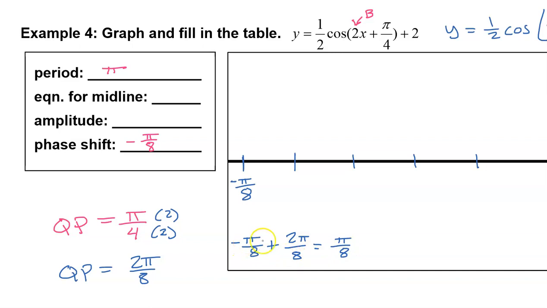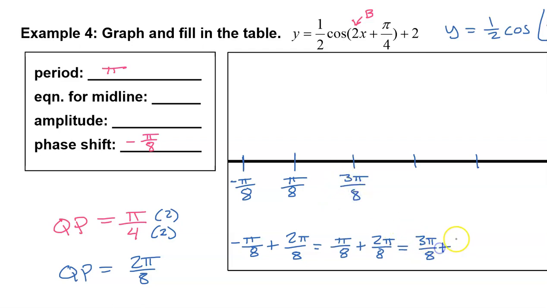Okay, negative 1 pi plus 2 pi is positive 1 pi. So I get pi over 8. So that will be the next value on the number line. Let's add another quarter period. Let's add another 2 pi over 8. That's going to give me 3 pi over 8. So that will be the next value, 3 pi over 8.